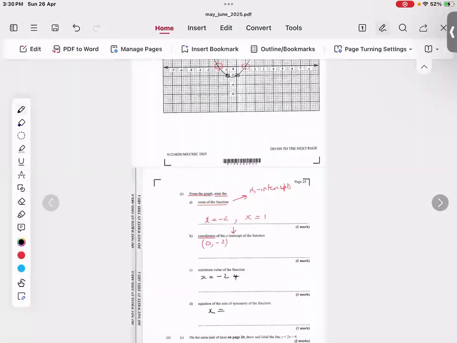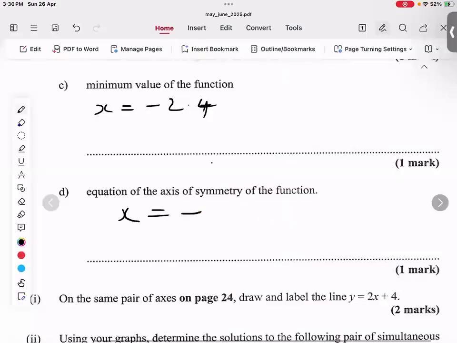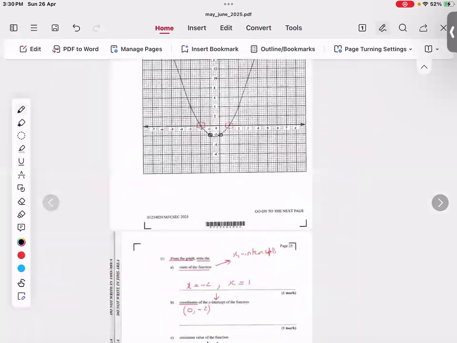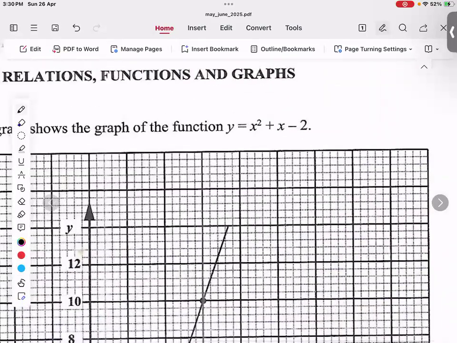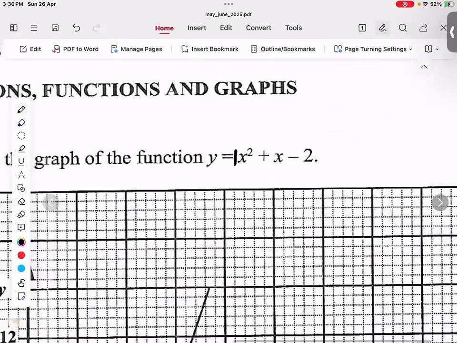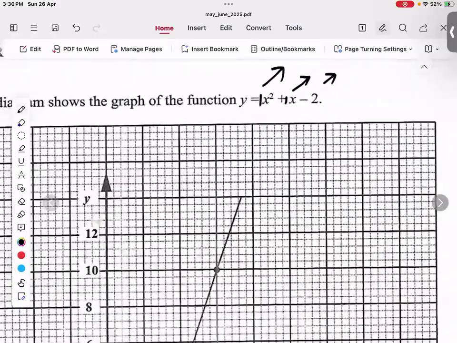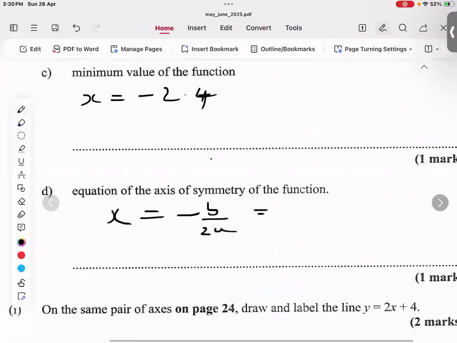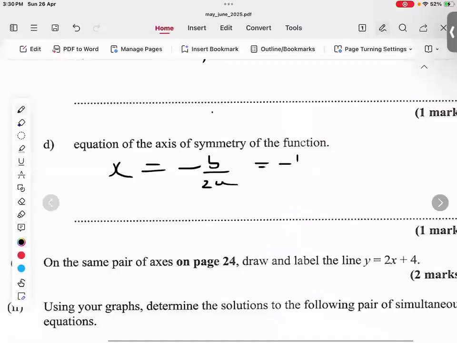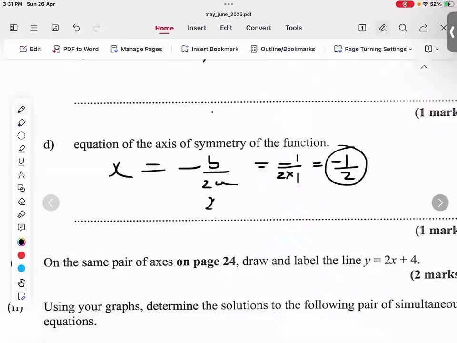But they say use the graph still, but I'm not sure. Minus b over 2a. So this is a, this is b, and that is c. So b is 1 and c is minus 2 and a is 1. So negative b over 2a: negative b, which is negative 1, over 2 times a, which is 1. So that's negative 1 over 2. So it's x equals minus a half.